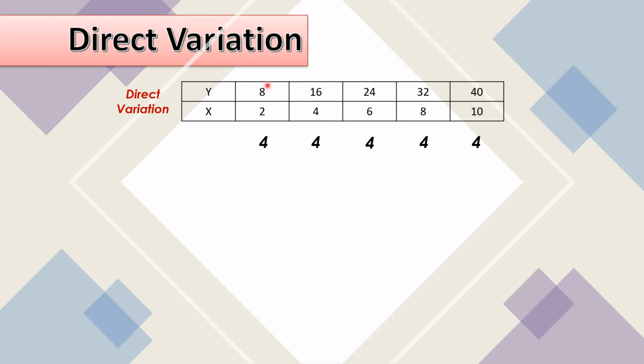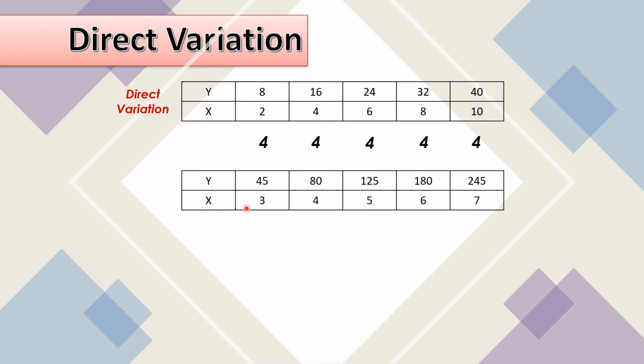Okay, unang gagawin, tingnan kung siya ay pataas, dapat pataas yung isa. Pero kapag pababa siya, dapat pababa rin yung isa. Okay, next example, we have 45, 80, 125, 180, 245, pataas. Next, we have 3, 4, 5, 6, 7, pataas pa rin. I-check natin yung kanyang quotient. 45 divide 3, 15. 80 divide 4, 20.